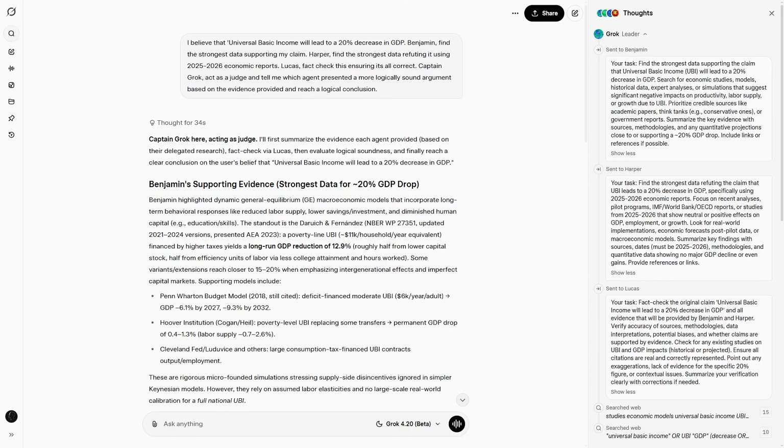And another thing that you can do as well that is super useful, you can actually see the reasoning trace. So you know how I told the model to do this and to do that? I told essentially Benjamin to find the data. You can see that the task was actually sent to Benjamin to find the strongest data to support the claim. You can then see that Harper was, of course, sent to find the data and refute the reports.